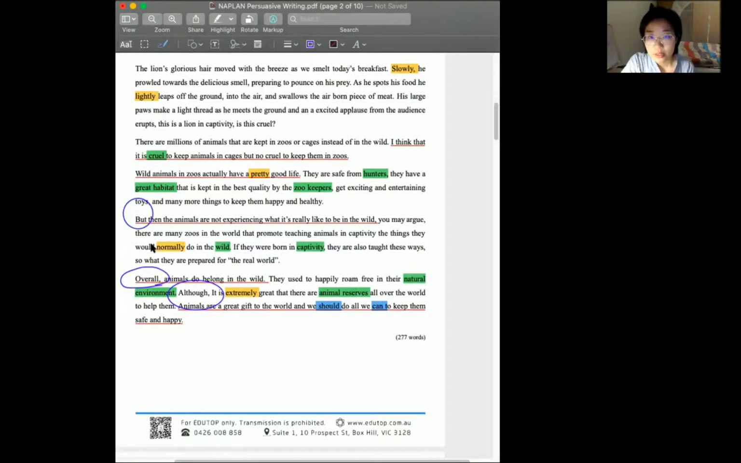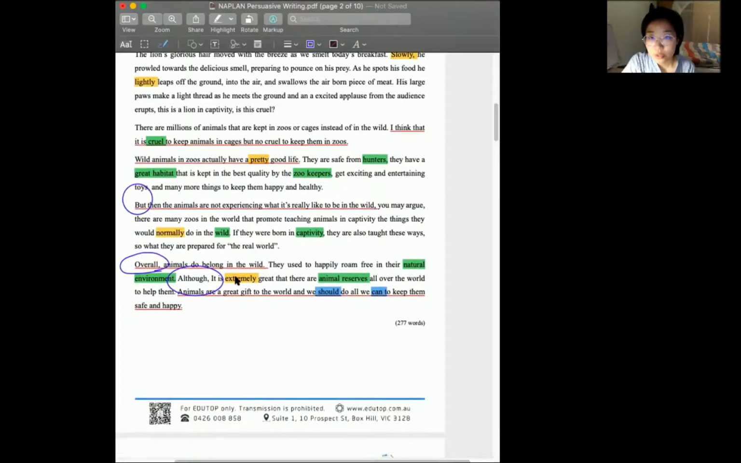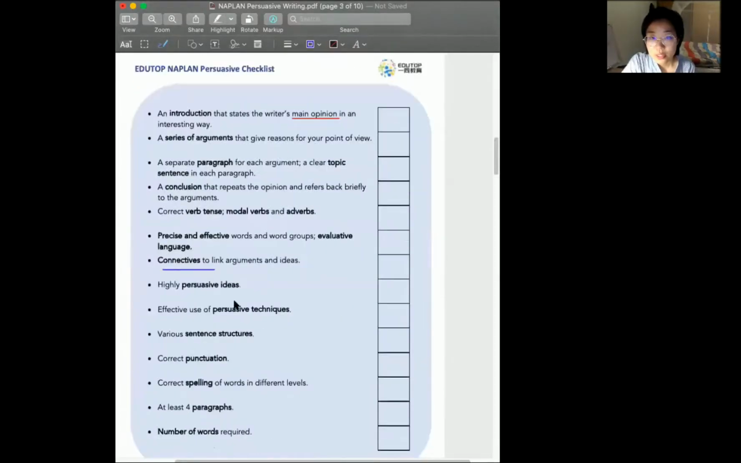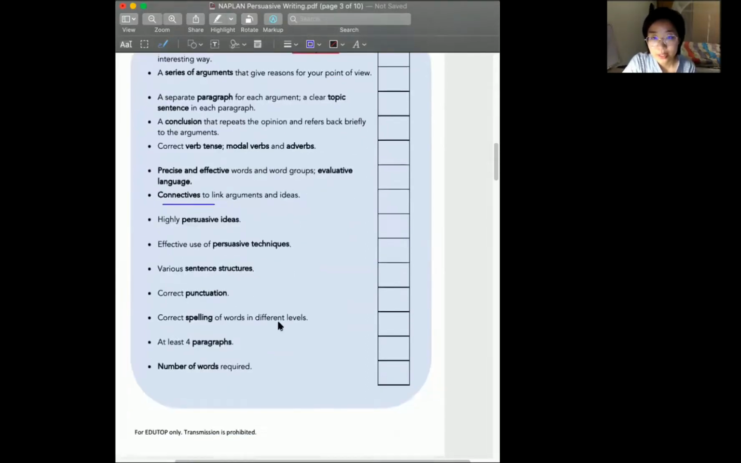How about this one? This is another argument, isn't it? When you read it, it's also very logical. So we can say the persuasive idea is highly persuasive. Yes, we can tick that box.